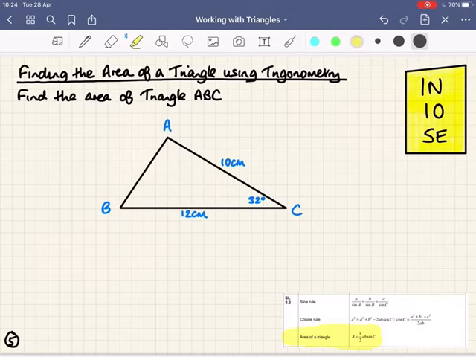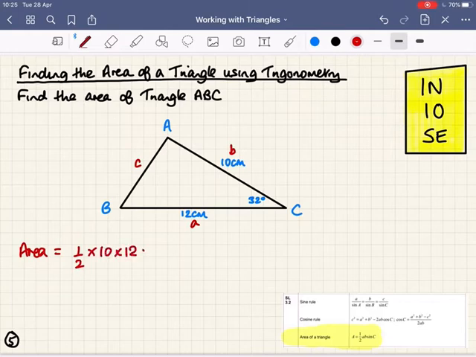So let's do an example. In this triangle, I'm going to label the sides. This one's side b, this one's side a, and this one's side c. So I've got sides a and b, and I've got the angle C. So the area of this triangle will be half times 10 times 12 times sine 32.